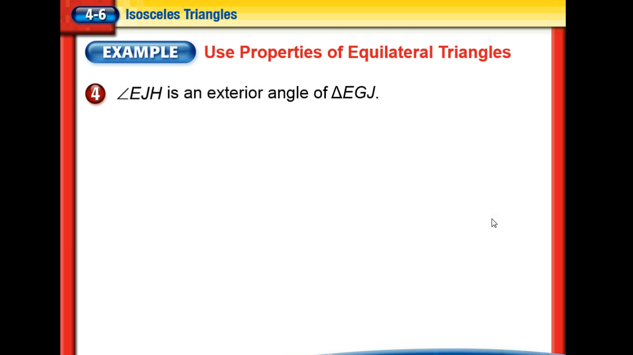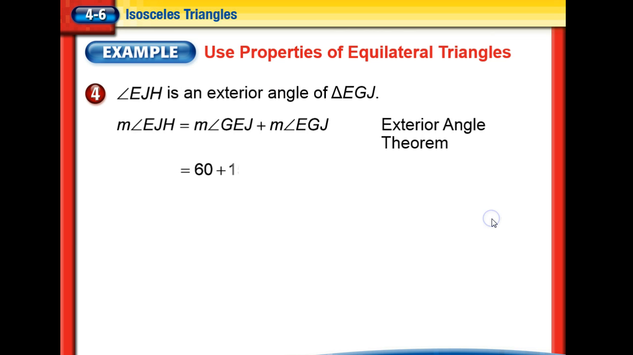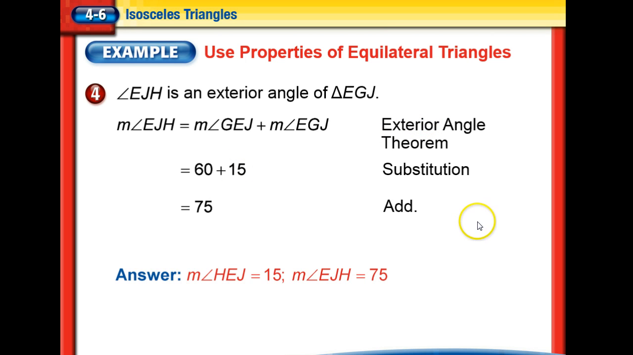Okay, we can't officially say it was perpendicular, even though I did. So they did the exterior angle theorem and still got 75 degrees.